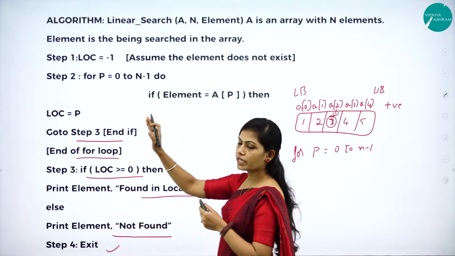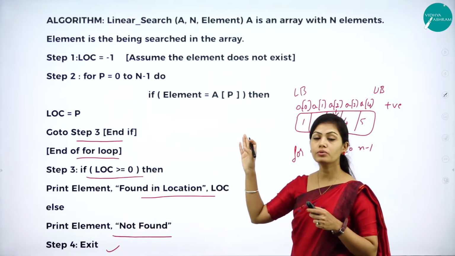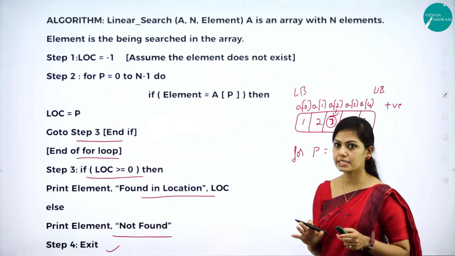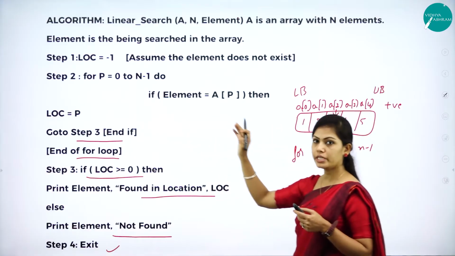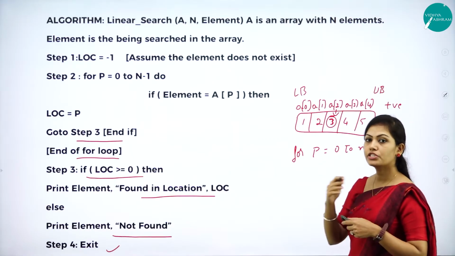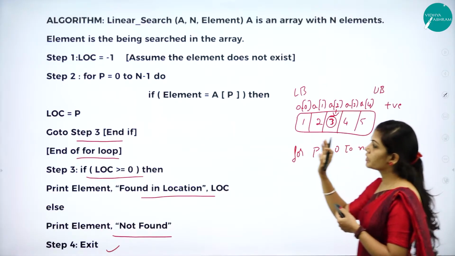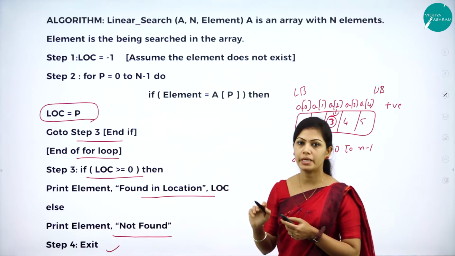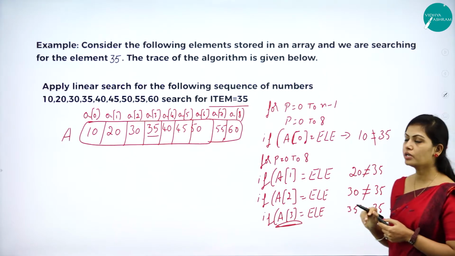So first is LOC. I will assume LOC is equal to -1, just for reference. I will initialize the LOC value to -1, meaning it does not exist. And again I will go through the loop, for p is equal to 0 to n minus 1, meaning from index 0 to n minus 1. It will check the condition at each and every step from the beginning to the end. And if your location is found, then LOC is equal to p. This is called linear search. This is one example of linear search.